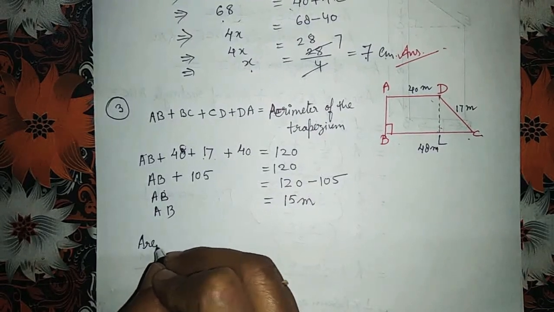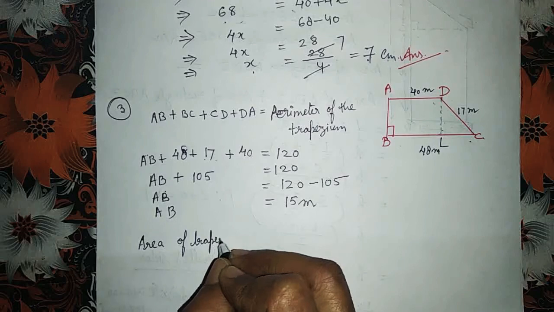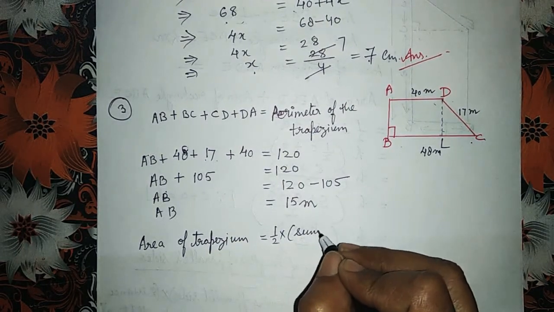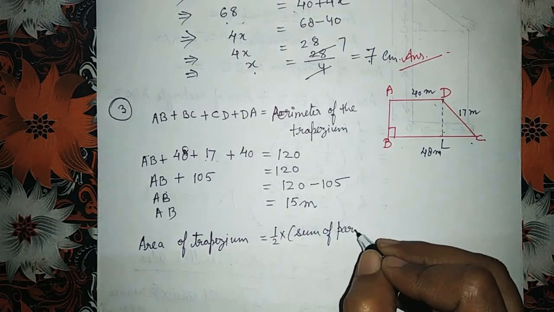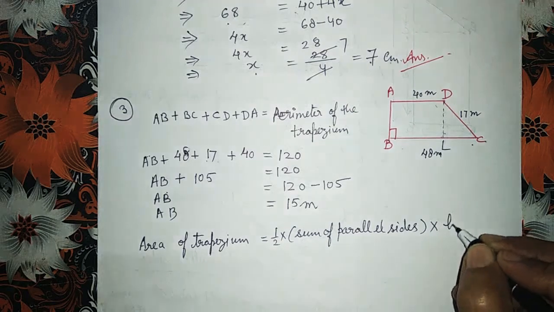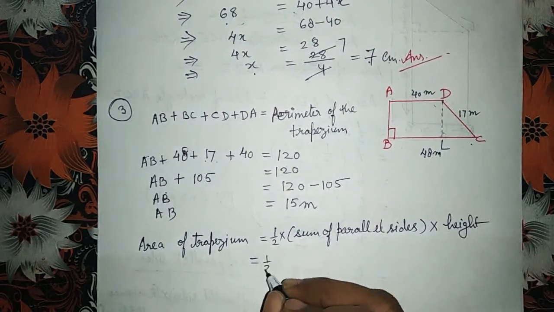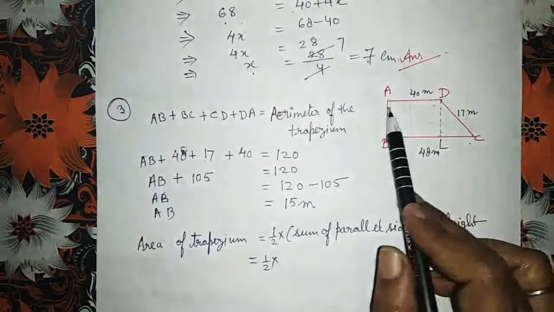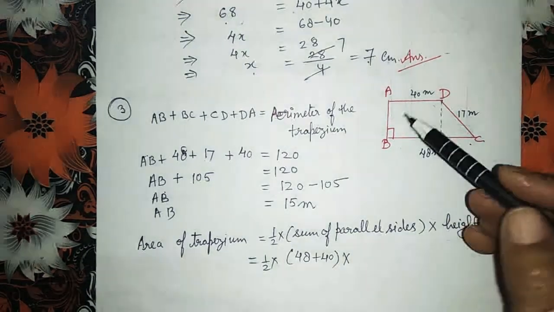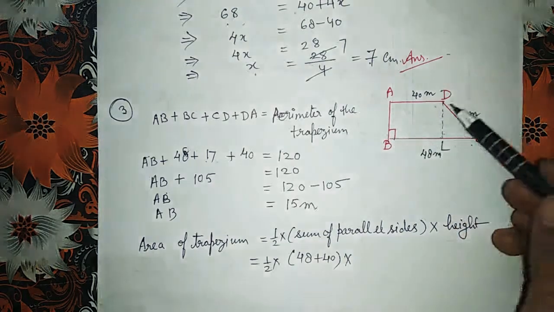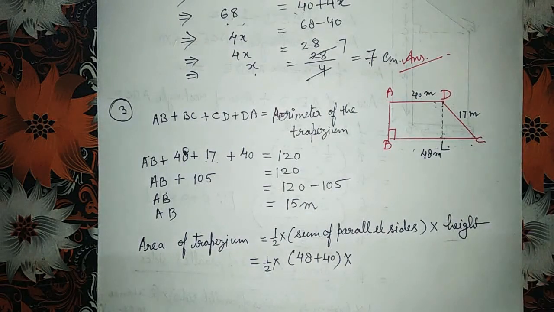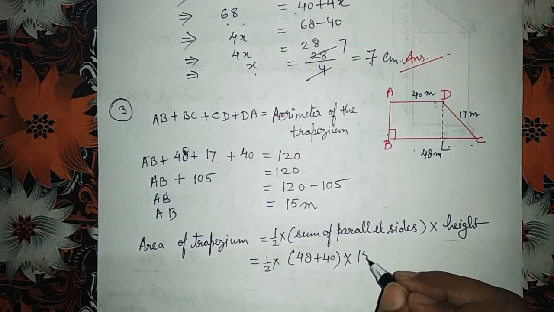For that you write the formula. Area of trapezium is equal to half into sum of parallel sides into height. Okay, here half into sum of parallel sides. For this 48 plus 40 we will do. Okay, 48 plus 40 into height. Okay, height here AB we have calculated. AB is equal to DL. These two are the heights of the trapezium, or you can say distance between the parallel lines. So here we have calculated 15 meter. So we will write here 15.